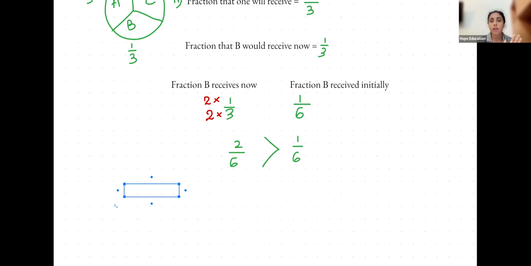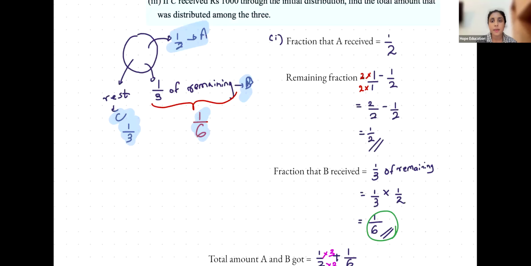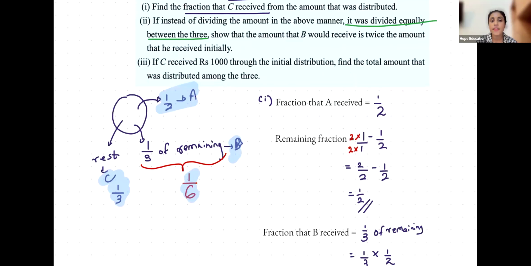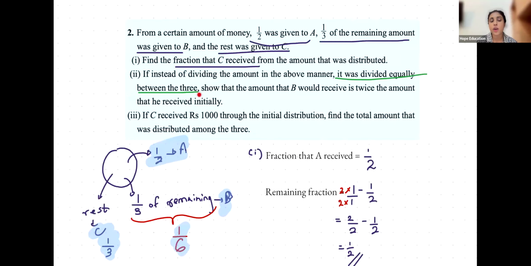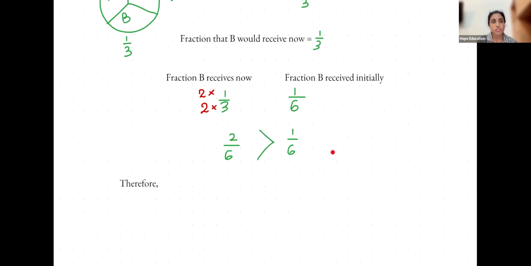let me tell you something very important for questions. When they say, show that the amount B would receive is twice the amount that he received initially, show that or prove that, when they say that, always write a little sentence at the end. Now here we proved, no? Here we proved. So you can write it in this way. You can write 2/6 means 1/6 multiplied by 2. That means twice, right?